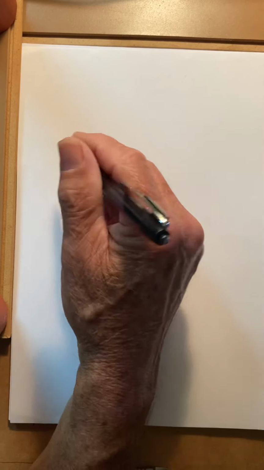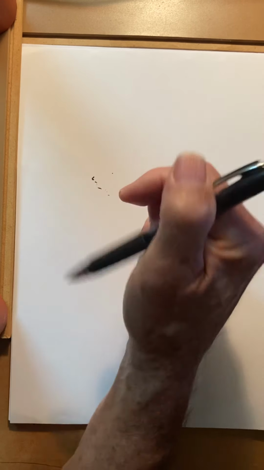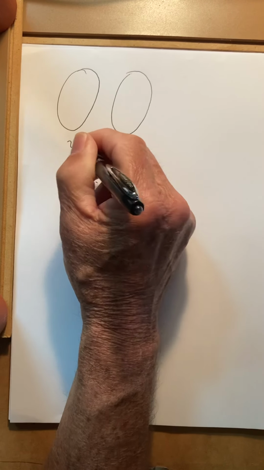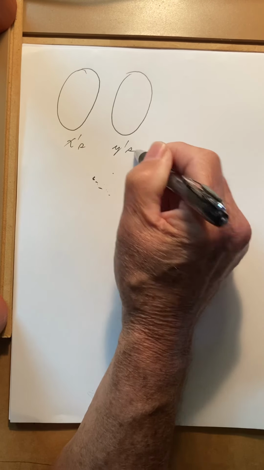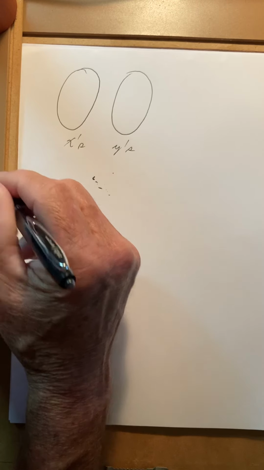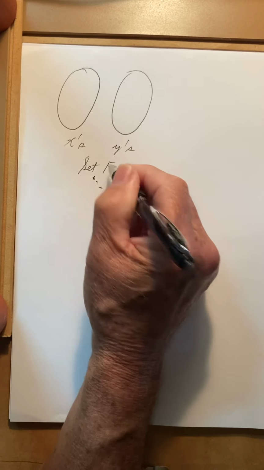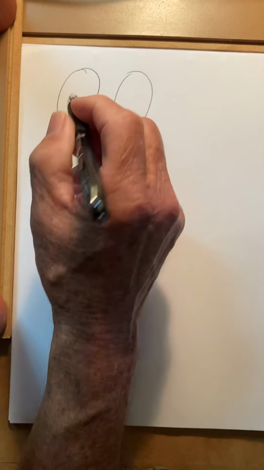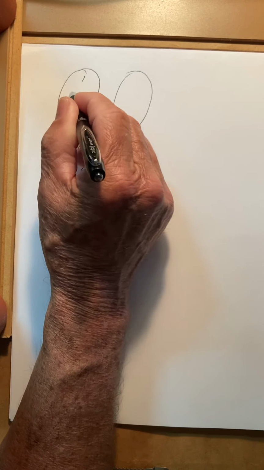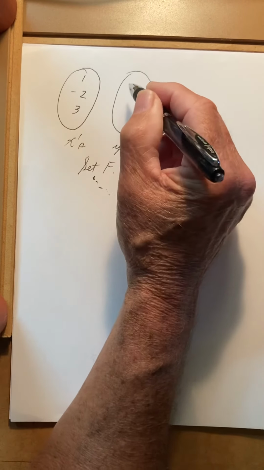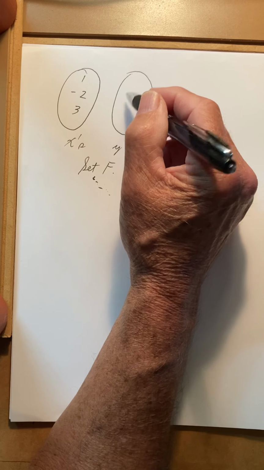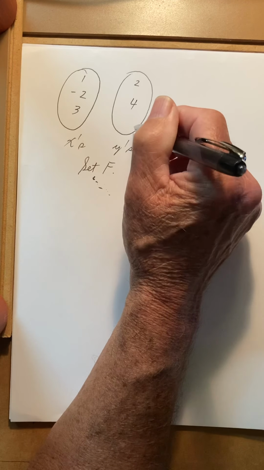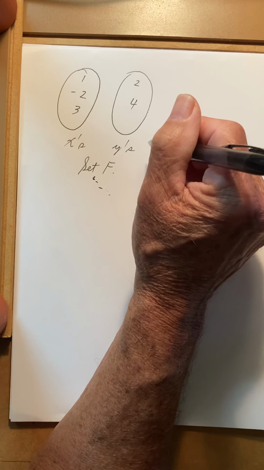Now we can do something called a mapping test, and we use ovals to do this, where here are the x's and here are the y's. So for set F, which is the one we're looking at here, we'll write all the x values from set F in the first oval, which would be 1, -2, and 3. We'll write all the y values in the second oval, which are 2, 4, and then there's another 4, which we don't have to write a second time.